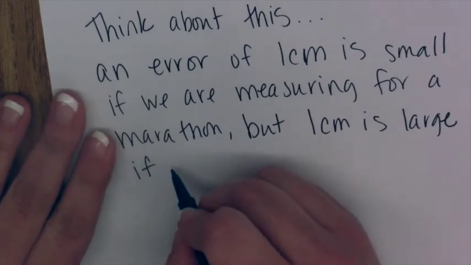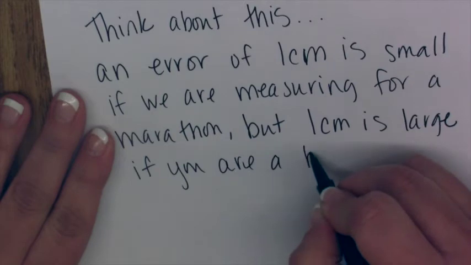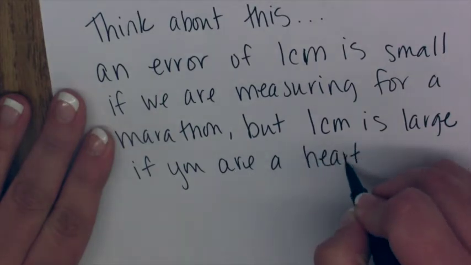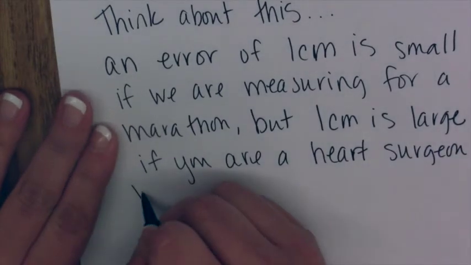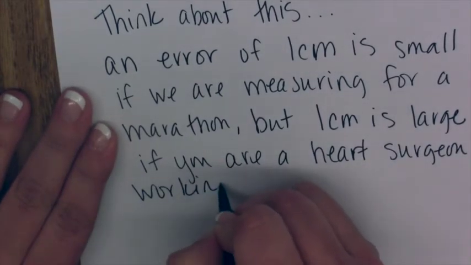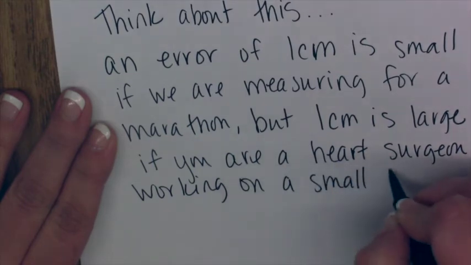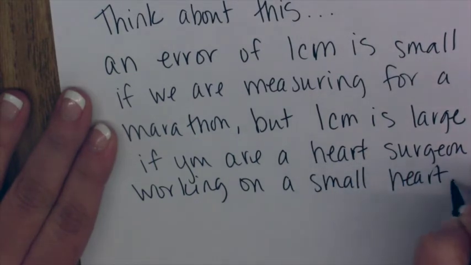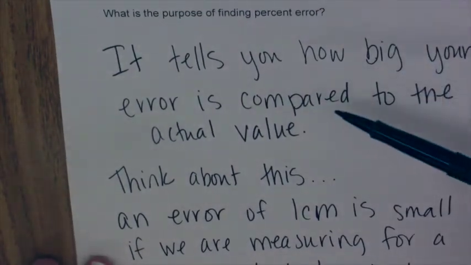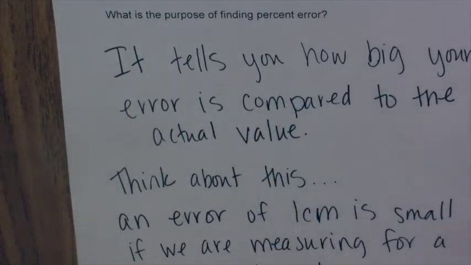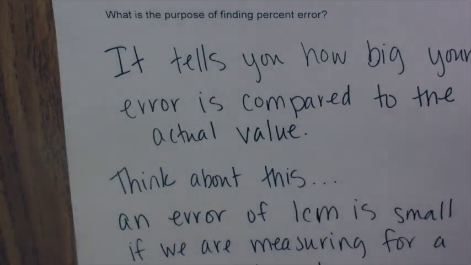So by finding the percent of that error, it takes it all out of the same number system to help us determine whether it's something small or whether it's something really big.